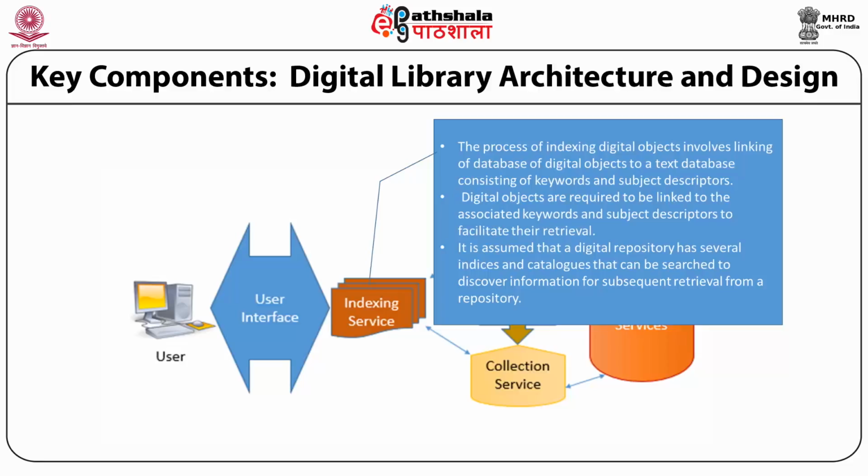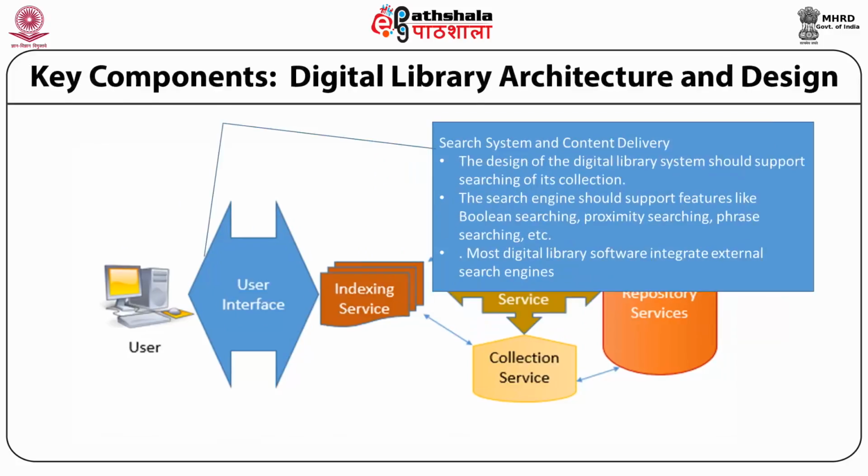It is assumed that a digital repository has several indices and catalogs that can be searched to discover information for subsequent retrieval from the repository. The search system and content delivery consist of the design of a digital library system, which should support searching of its collection. The search engine should support features like Boolean searching, proximity searching, phrase searching, etc. Most digital library software integrate external search engines.